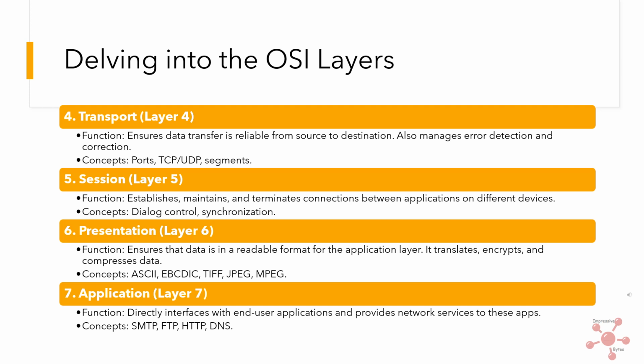4. Transport layer. Ensuring your data reaches its destination safely, handling errors, and even deciding the speed of the journey. 5. Session layer. It's the diplomat, establishing and terminating connections. 6. Presentation layer. The translator, making sure data is in a language both sender and receiver can understand. 7. Application layer. The front end of this entire process, directly interfacing with our applications.